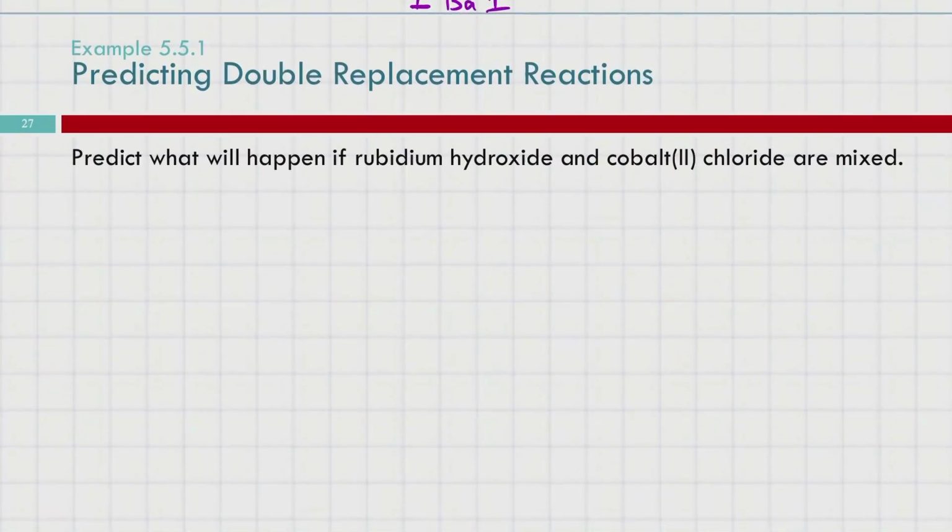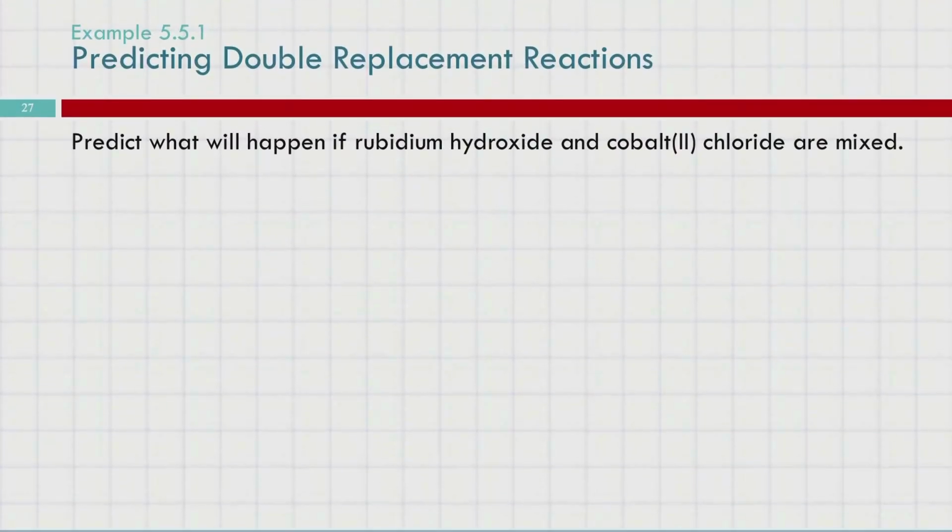All right, another one that we can try that I'll give you some time to work on. This is our last slide for this chapter. Predict what will happen if rubidium hydroxide and cobalt-2 chloride are mixed.